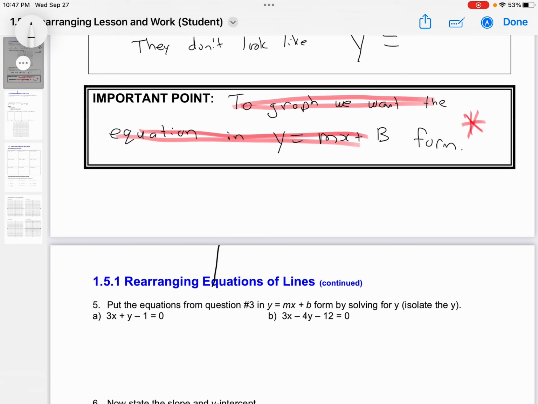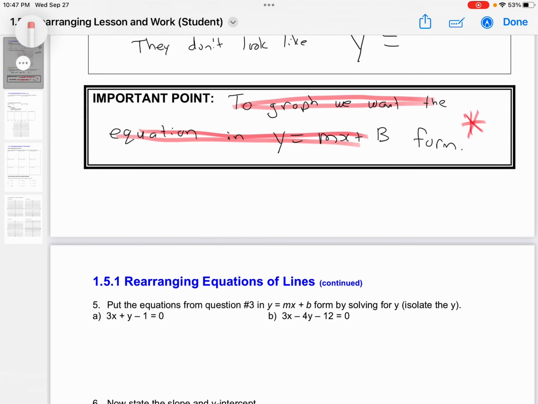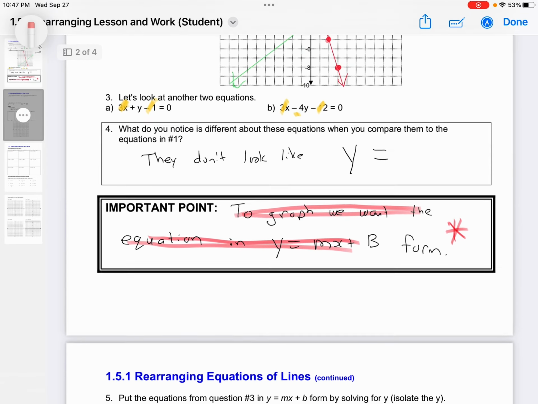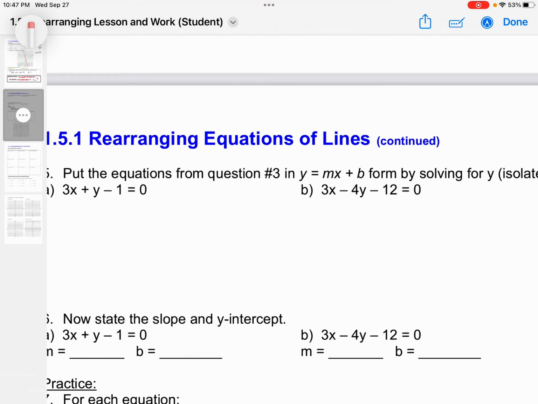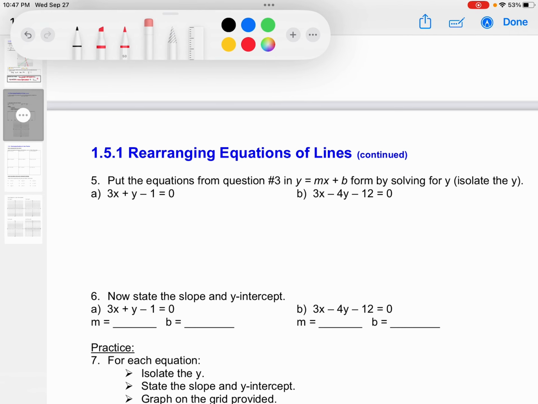Then, whammo, the next question says, okay, take these equations and put into y equals mx plus b form. So here are the two equations that we just saw up there, 3x plus y minus 1 equals 0. These are the exact same equations. It says, put them into y equals mx plus b form. And this is the essential part of the lesson. So if you've been distracted or you've been looking around or you're mad because I'm not there again, just put those aside for a second because I really want to talk about how we get them into y equals mx plus b form.